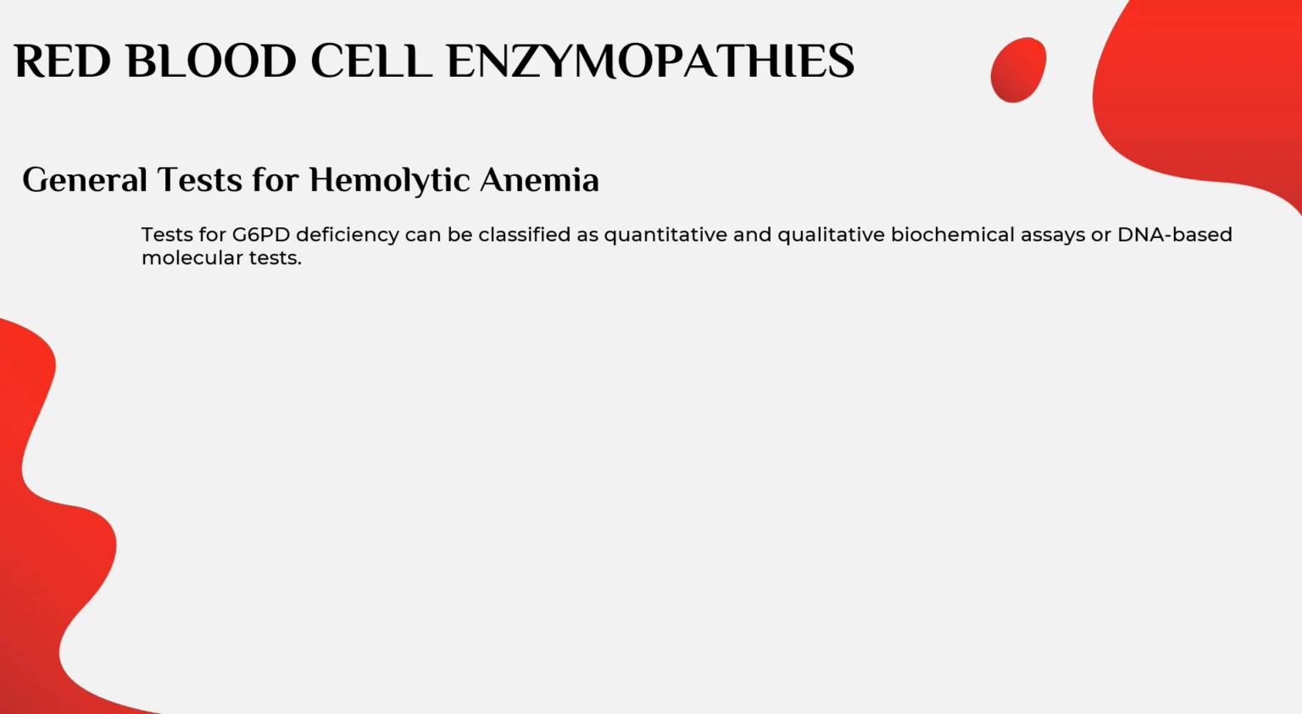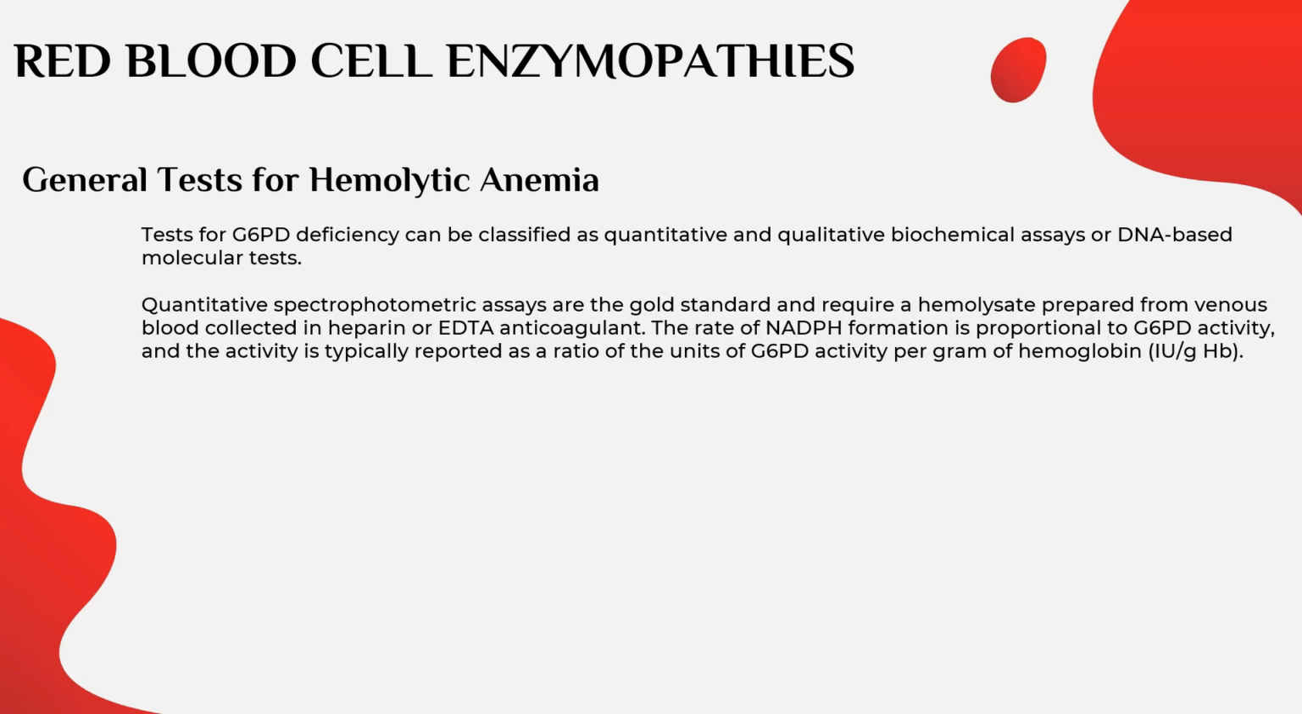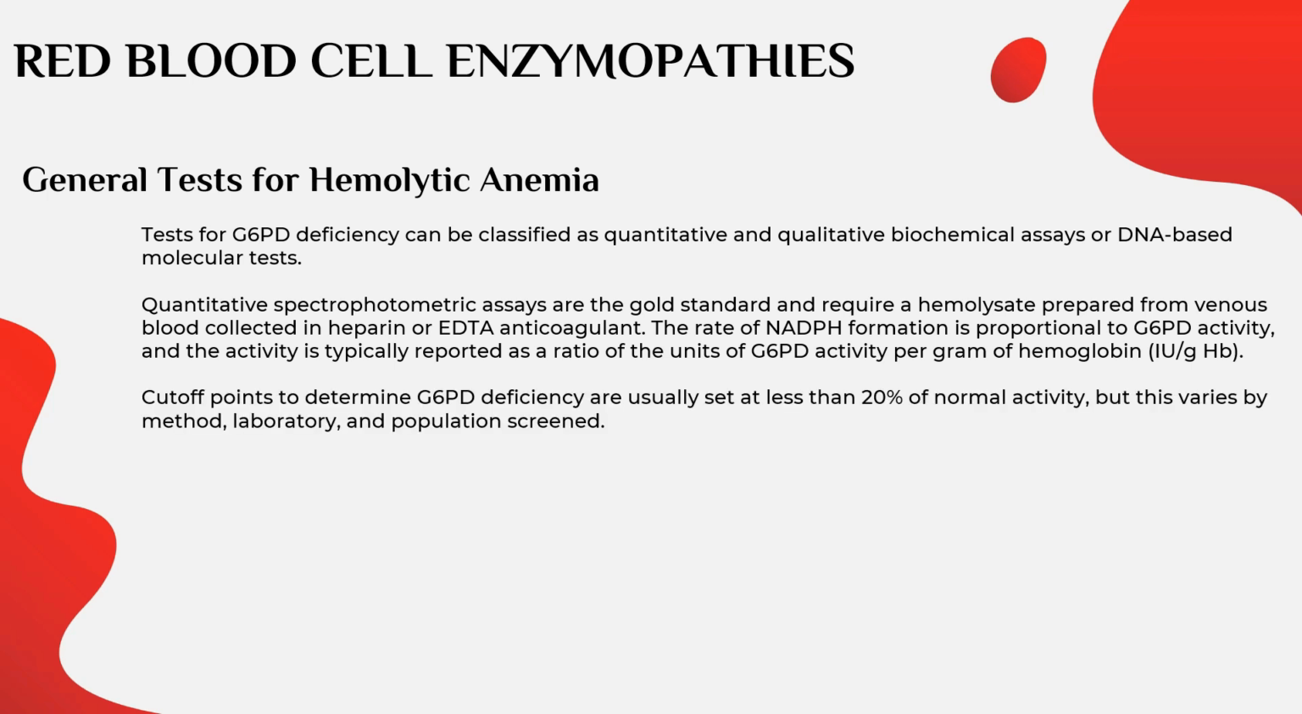Tests for G6PD deficiency can be classified as quantitative and qualitative biochemical assays or DNA-based molecular tests. Quantitative spectrophotometric assays are the gold standard and require a hemolysate prepared from venous blood collected in heparin or EDTA anticoagulant. The rate of NADPH formation is proportional to G6PD activity, and the activity is typically reported as a ratio of the units of G6PD activity per gram of hemoglobin. Cutoff points to determine G6PD deficiency are usually set at less than 20% of normal activity, but this varies by method, laboratory, and population screened.